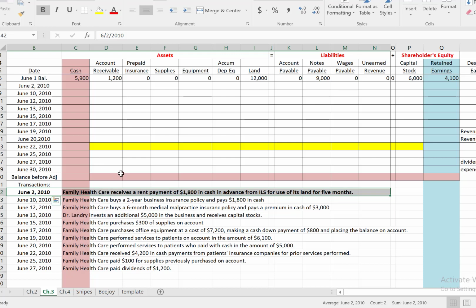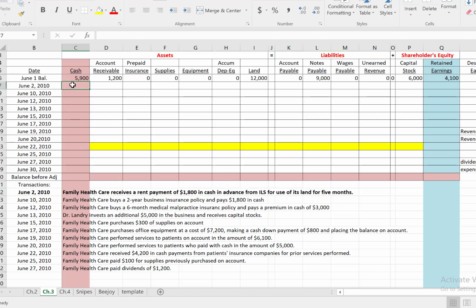So let's look at this transaction. So it does say that we received $1,800 in cash. So we're going to have $1,800 in cash over here. And then the liability side is we have unearned revenue. So the unearned revenue is a liability, and we are going to put $1,800 in unearned revenue. Making sure that we understand that that unearned revenue is a liability because we owe something. We owe a resource. The resource is the availability of its land for the next 5 months.